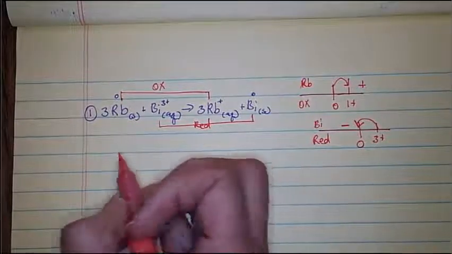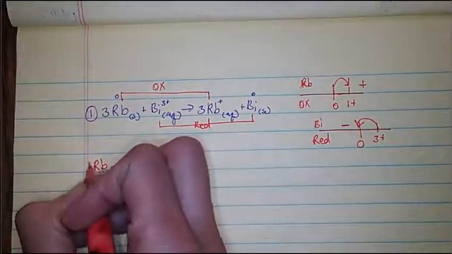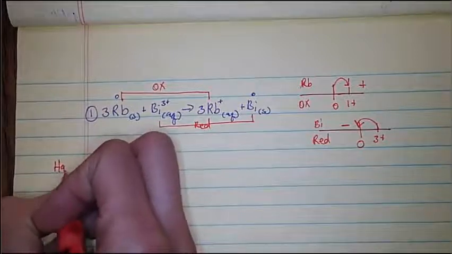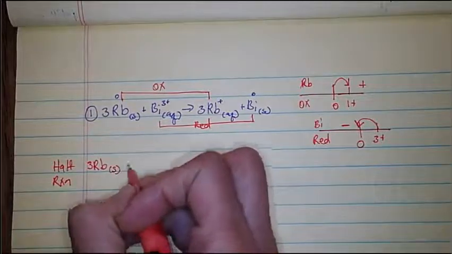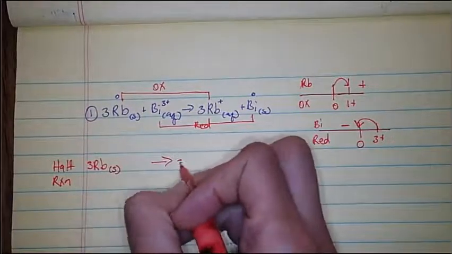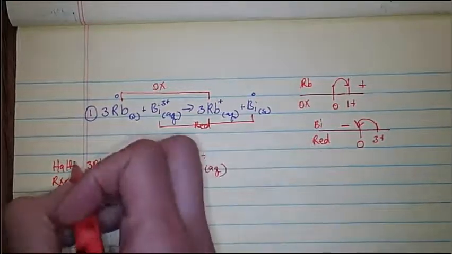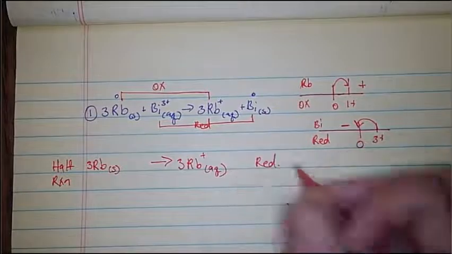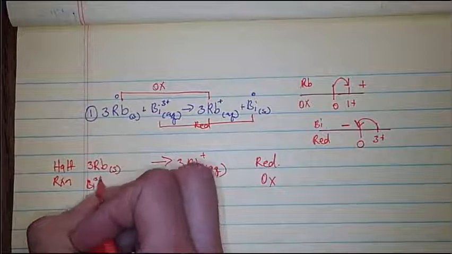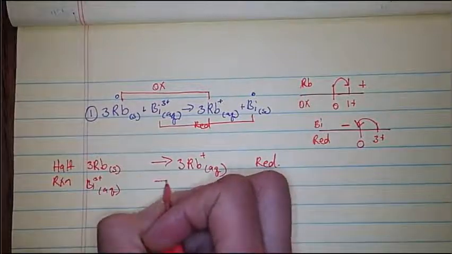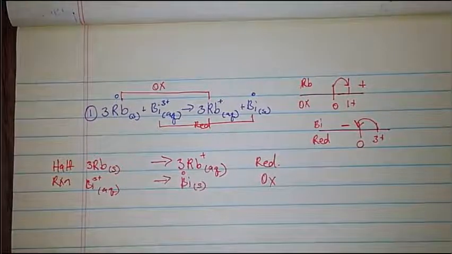Let's figure out how those electrons are actually moving around. So I've got rubidium, and I'm going to copy it as it is for my half reactions. Remember, my half reactions. I'm going to copy it as it is, leave some space and draw my arrow, and then put my product for rubidium. And this is for my oxidation. For my reduction, I'm going to put bismuth, leave some space, and put bismuth with the 0 charge, that's a solid.